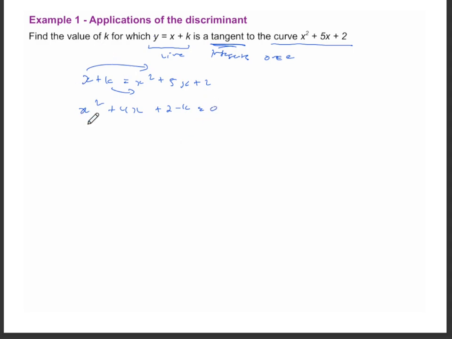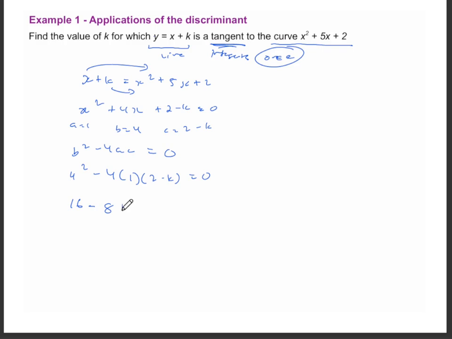You equated it to 0, where your a is 1, your b is 4, and your c is 2 minus k. And then, as we know it intersects only once, we can say that our b squared minus 4ac is going to be equal to 0. And we can solve it accordingly. So 4 squared minus 4, 1, 2 minus k equals 0, which is going to be 16 minus 8 plus 4k equals 0, which is going to give you 8 plus 4k equals 0. And we can solve for k here. k will be negative 2. That means when this k is going to be negative 2, this line right here is going to be a tangent to this curve.